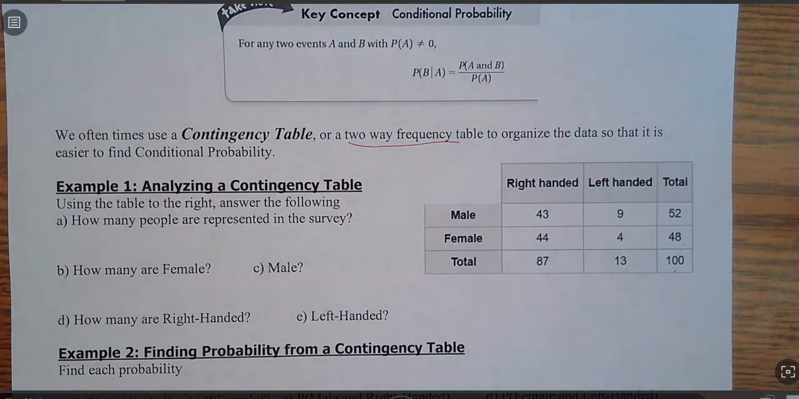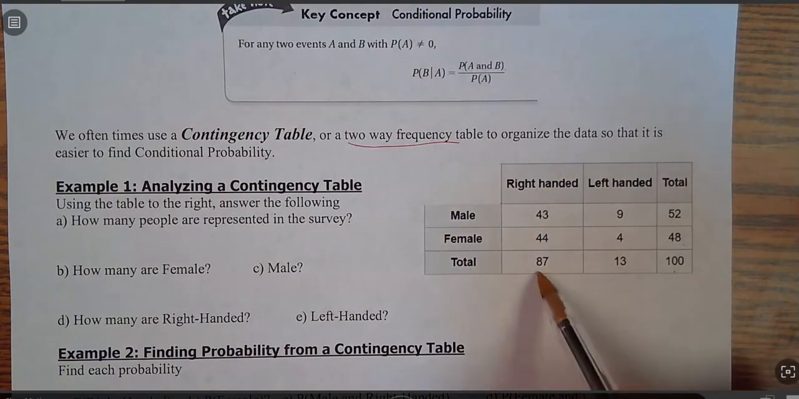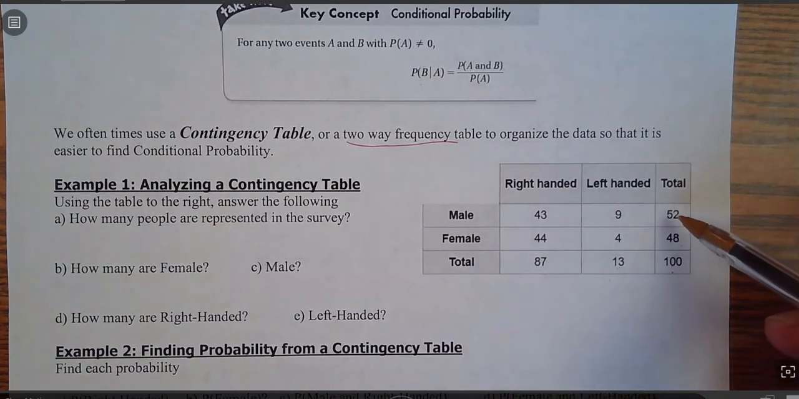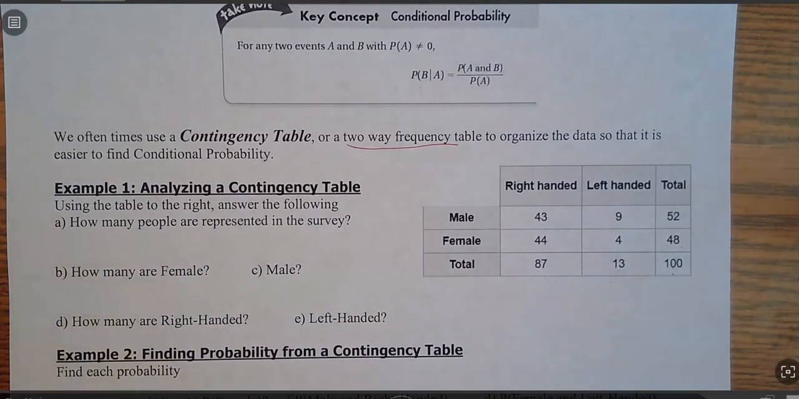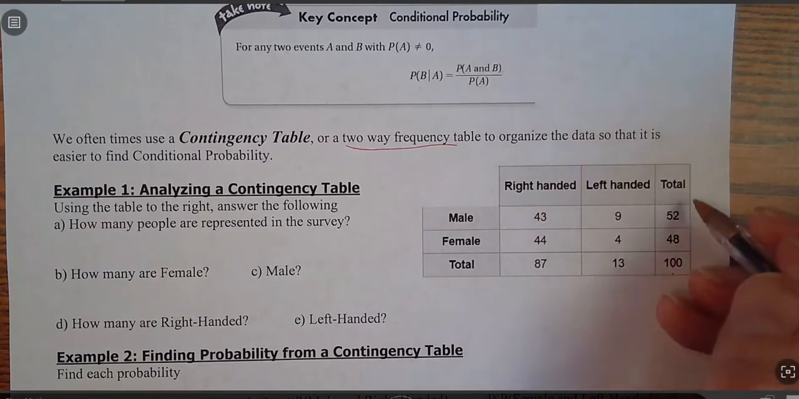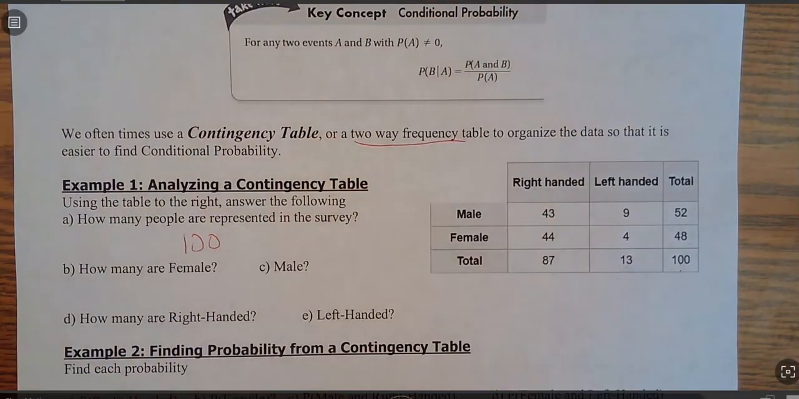How many people are represented in this survey? You notice right-handed, left-handed, there's 87 and 13, that adds up to 100. Male and female, that adds up to 100. That's because that's how many people are there. This has to be true. If they don't both add up to the same number, then you collected your data wrong. So this represents 100 people.